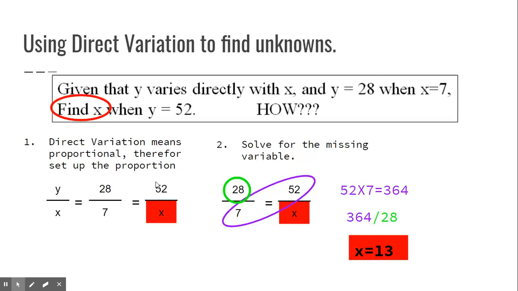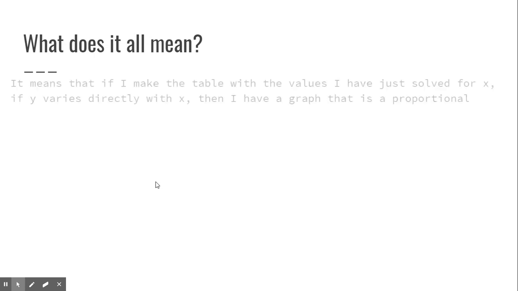You're going to follow the same exact steps when trying to find an unknown variable in direct variation. So you might ask yourself, what does that all mean, Miss? I know that I can solve for it. I know that I got my answer of 13, but what does that 13 represent compared to what we've already been learning in class? So I'm going to do a brief review of what we learned and make sure you know how it ties in.